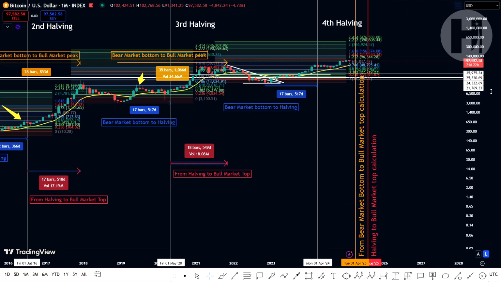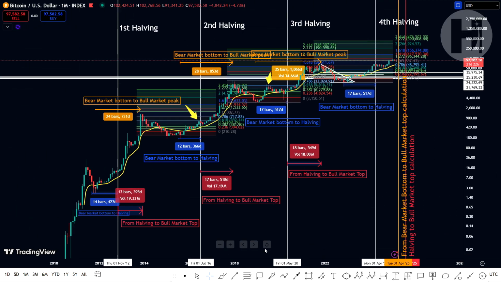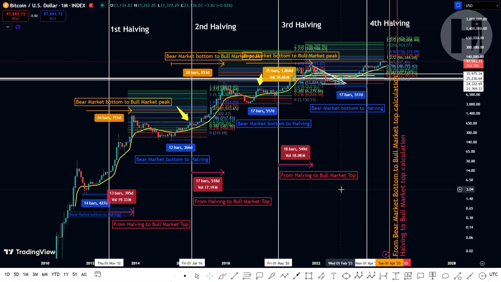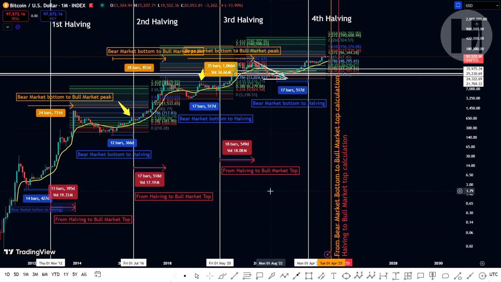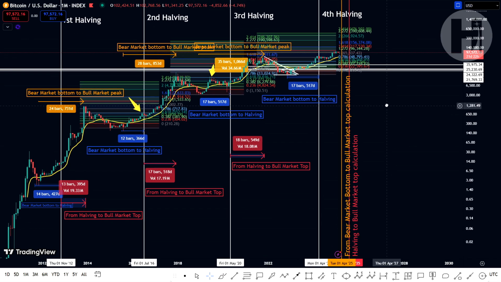Okay, that is also something you can do. For example, let's calculate the distance between the halving to the bull market top in this cycle based on the previous 2 cycles, not 3 cycles. So let's do 518 plus 549 divided by 2. That's 533 days. Okay, that's going to be 533 days.